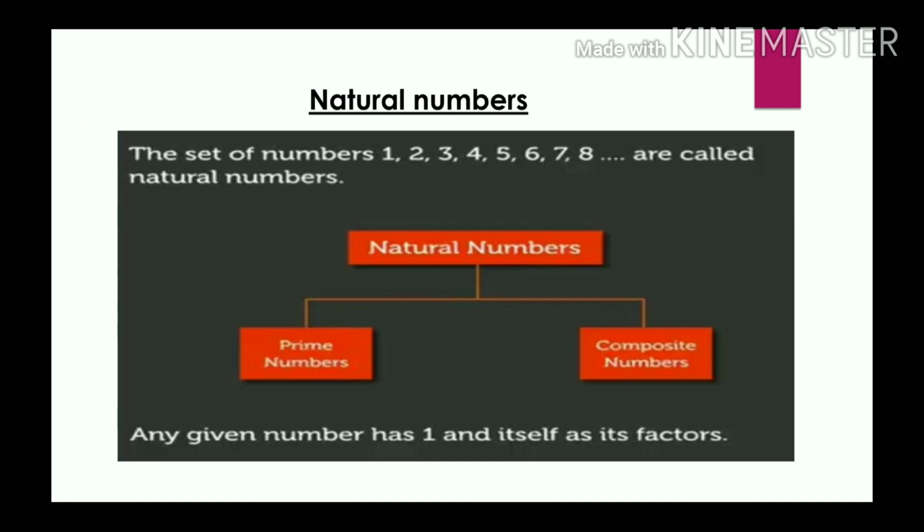Now let's talk about natural numbers. The set of numbers 1, 2, 3, 4, 5, 6, 7, 8 and so on are called natural numbers. Natural numbers are of two types: first, prime numbers, and second, composite numbers. Here I would like to remind you that any given number has 1 and itself as its factors.